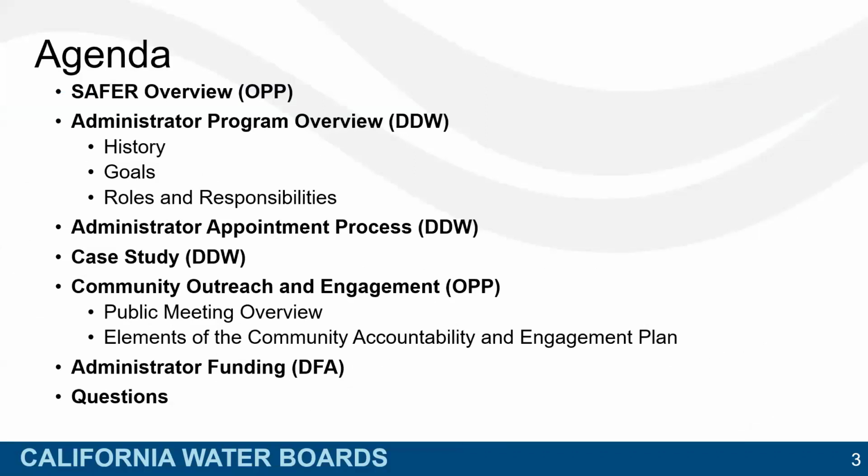Today's agenda, we will review the SAFER program. The administrator program overview will go over the history, the goals, and the roles and responsibilities. The administrator appointment process, and then we'll review a case study. We'll have a community outreach and engagement overview, reviewing the public meetings and elements of community accountability and engagement planned. And then we will end off with the administrator funding program. And we can have questions later at that time as well.